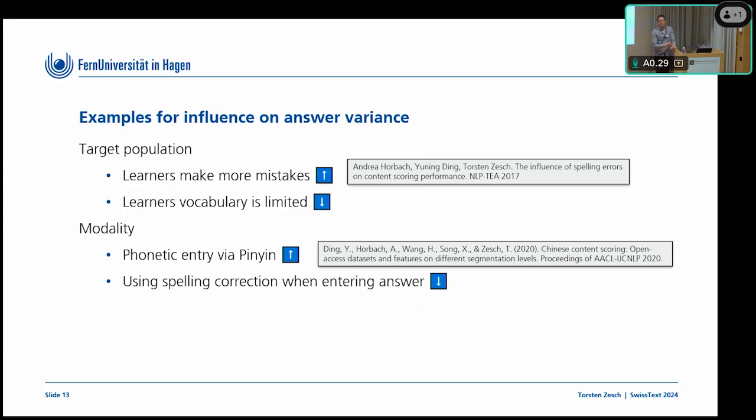But on the other hand, if the input modality is typing text and you have a spelling correction directly integrated, then we don't see a lot of spelling mistakes. And of course, the task type also influences that. For example, if the answer can be partly copied from the question, then people will just copy that. And then you always see these chunks of text that are correct in the answers, and then it's easier to score.